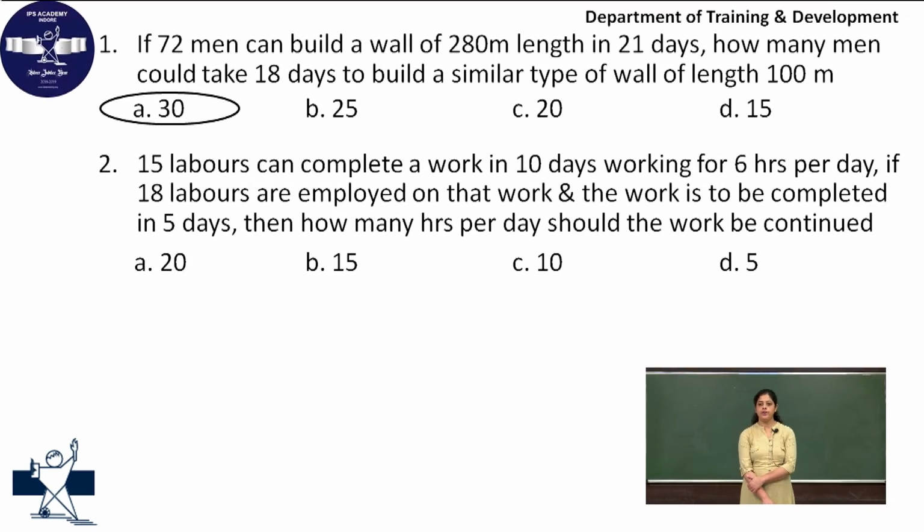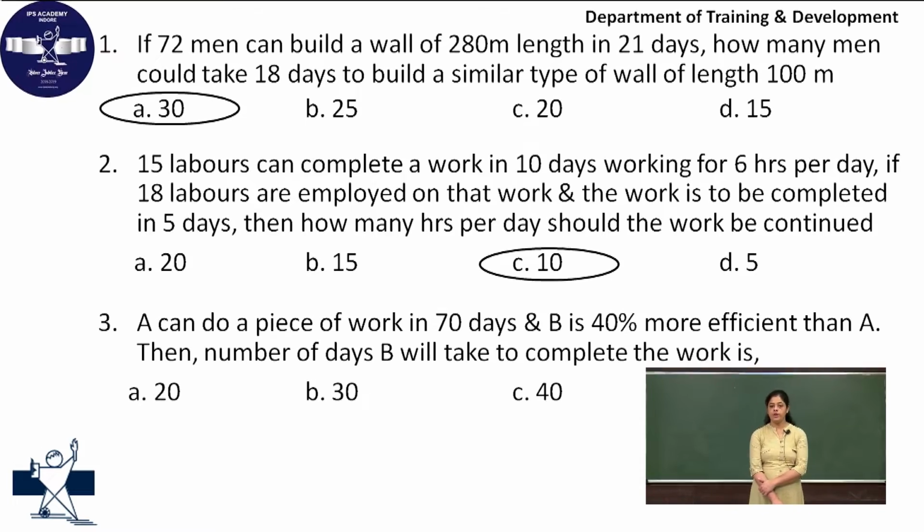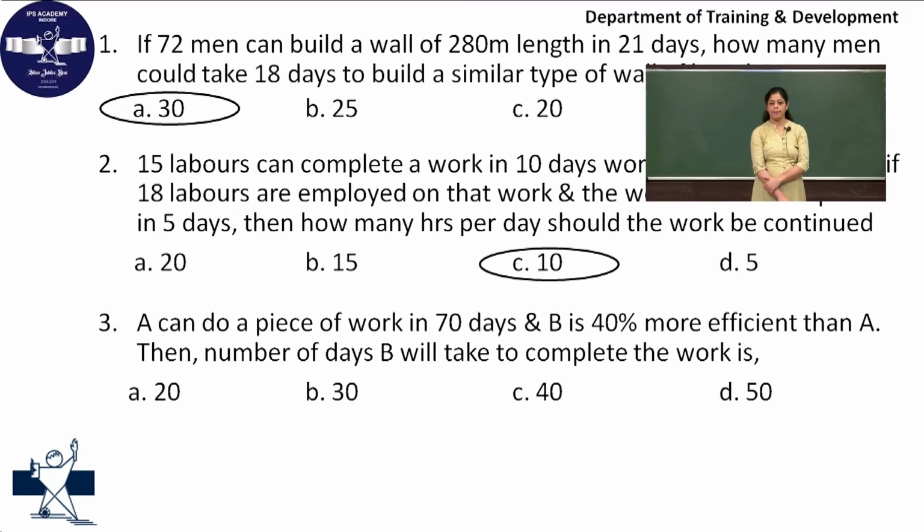Now here hours per day is required, that means H2 needs to be found, and work quantity is not known, so you can use the second formula, P1D1H1 equal to P2D2H2. Zaina is saying 10, let's check. Yes, correct Zaina, you will get 10 hours as the answer. Now, A can do a piece of work in 70 days and B is 40% more efficient than A. Yes, Sonali, you are right, it is 10.